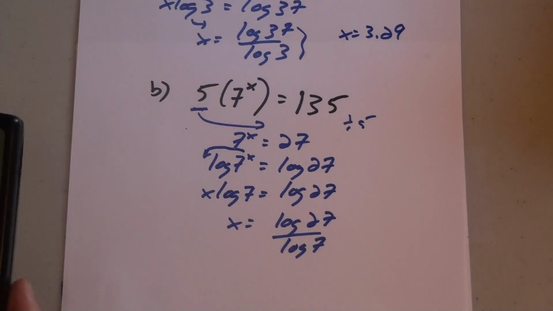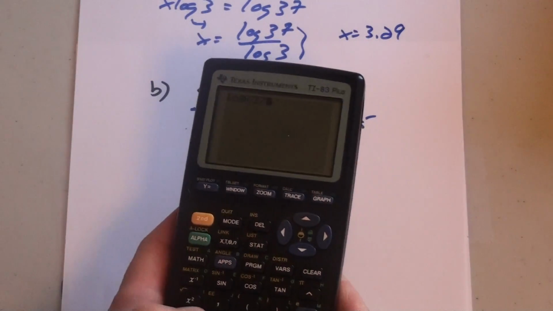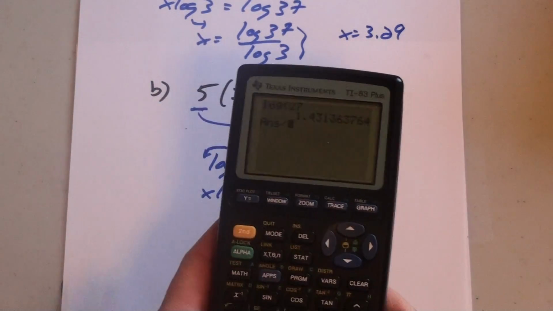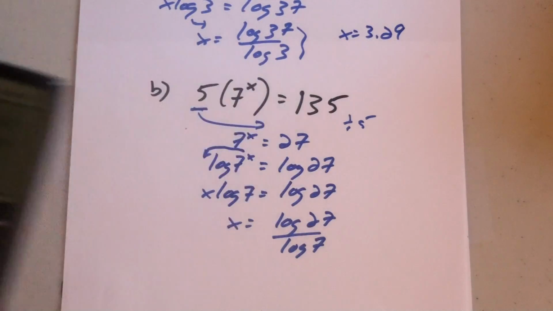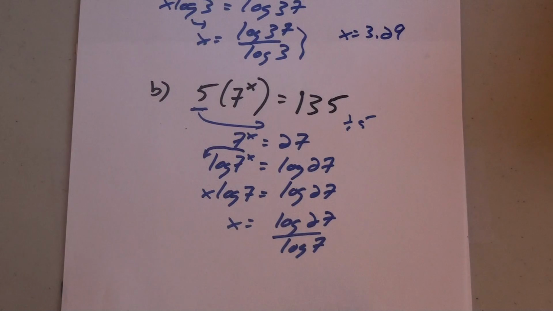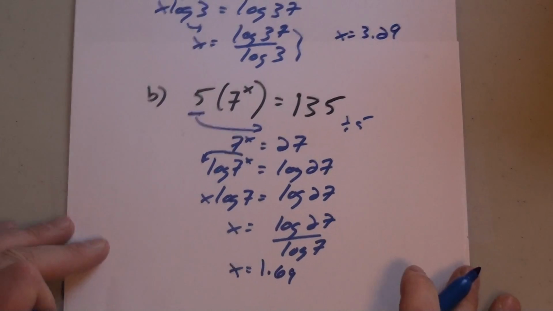So I'd have log 27 divided by log 7, hit equals, and 1.69 as an answer. x equals 1.69.